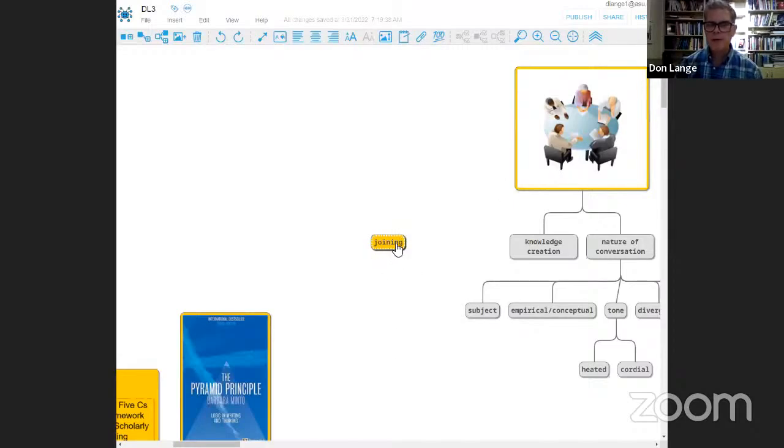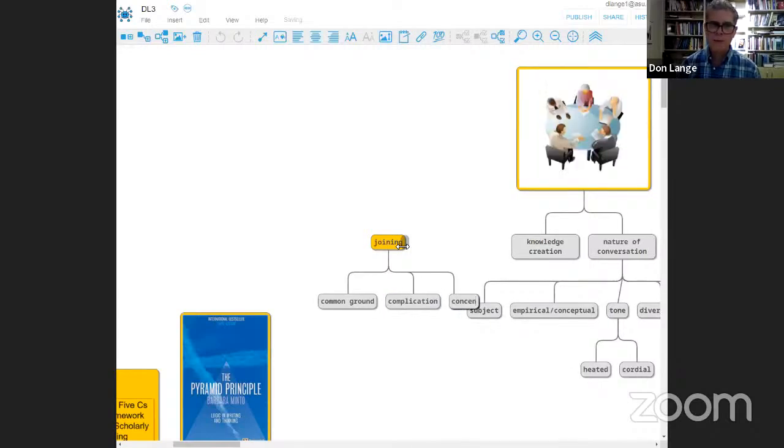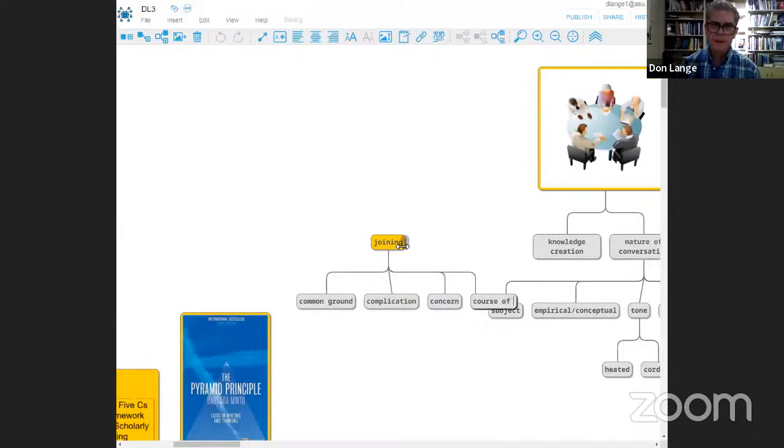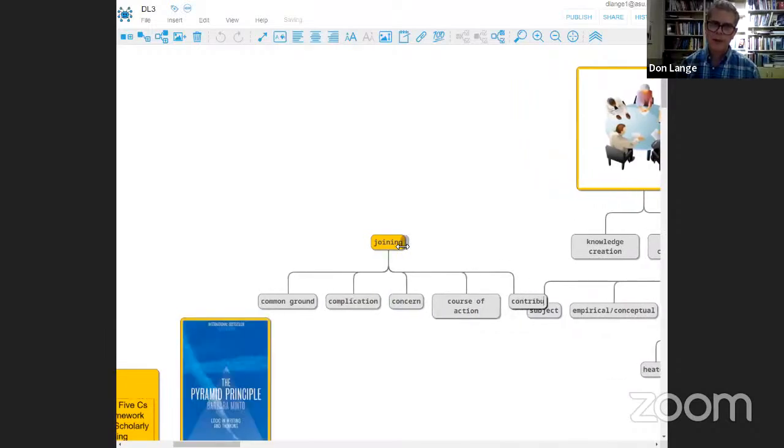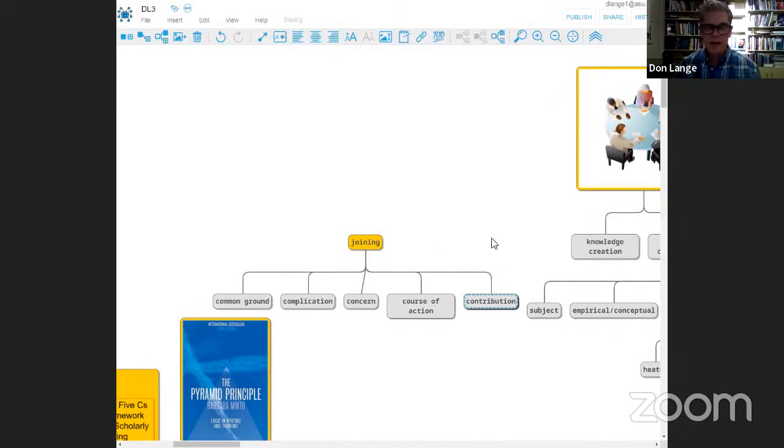But anyway, joining the conversation. Joining that conversation is what this 5 C's framework is all about. And I'm going to get into each of these C's, but just to introduce them quickly, it's finding common ground with the people in the discussion, understanding that there might be a complication to that common ground, figuring out what the puzzle is in the conversation, what people aren't addressing correctly, why that's important, what the concern is, and then what you're going to do about it, which is the course of action. And finally, how that's a contribution. So I'll talk about each of those, but that is what I'm going to talk about today.